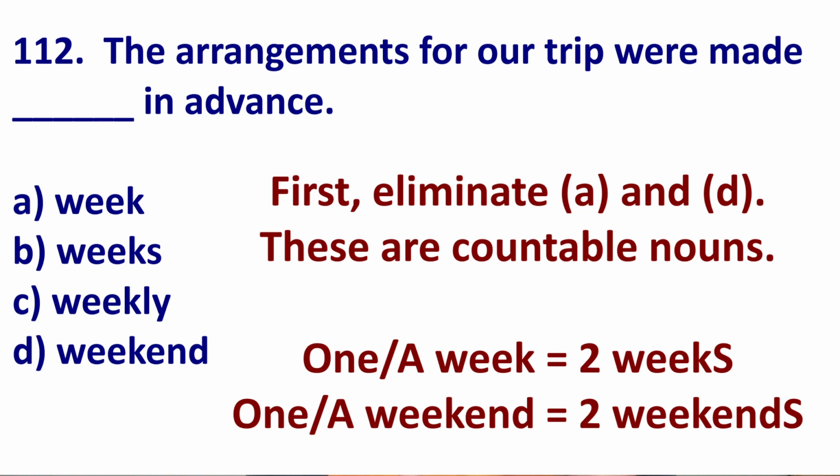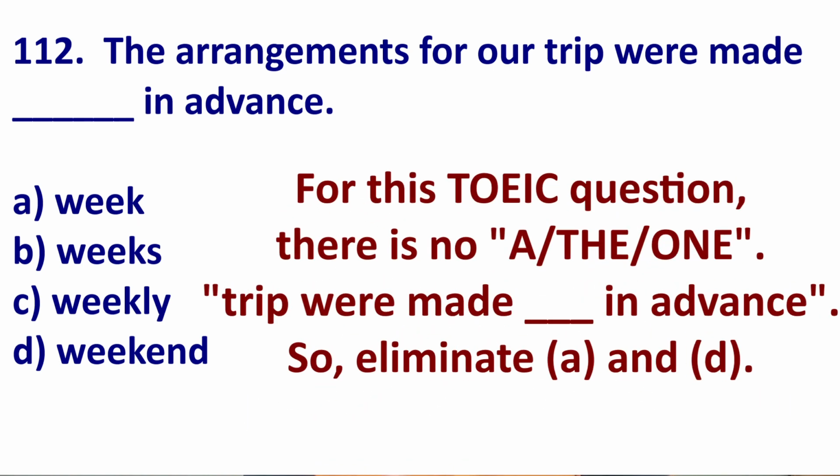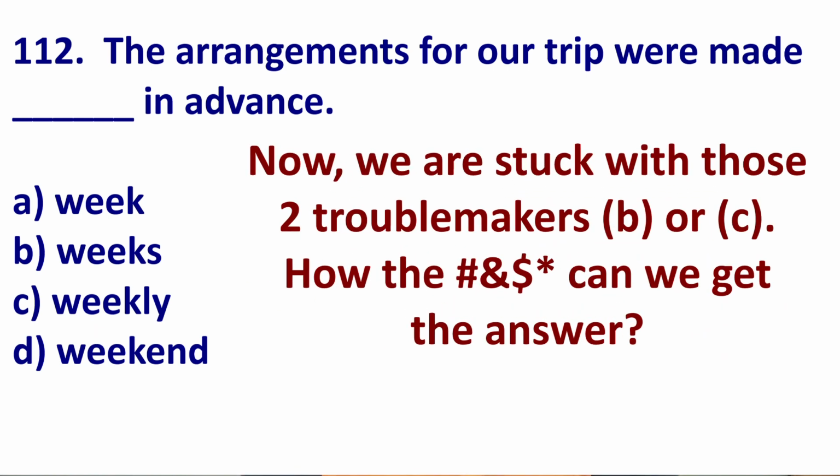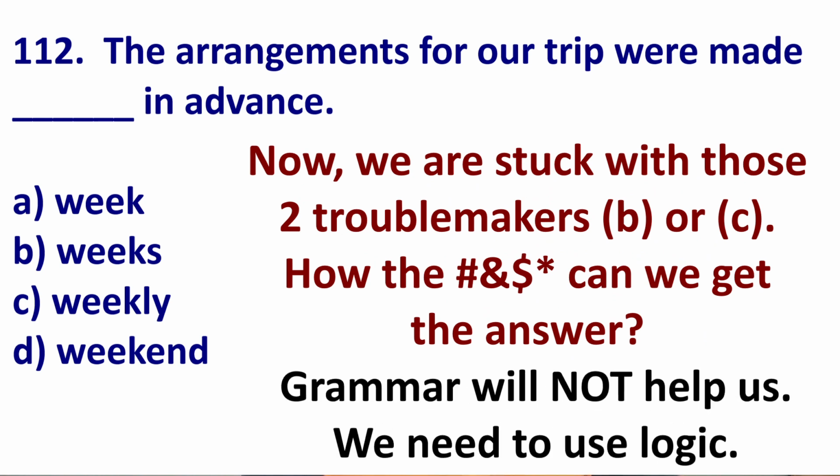You can have 1 week or 2 weeks. You can have 1 weekend or 2 weekends. We do not have a before the blank. So we are not going to have a singular week or a singular weekend. We do not have an article, a or the before it. So now it's B or C. Grammatically, both of these are correct. So what is the best answer?